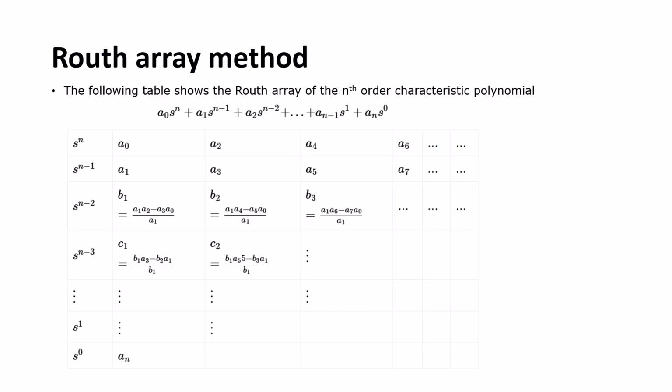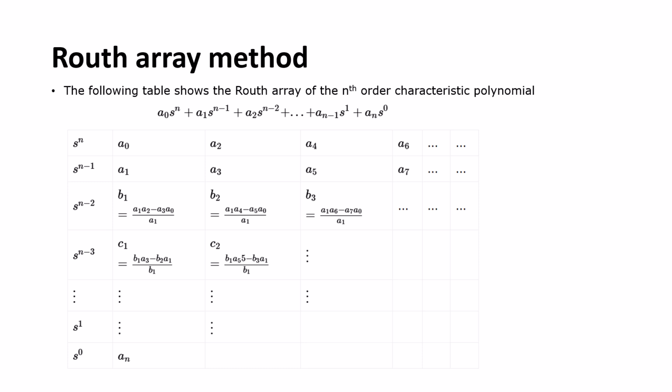Now, how do we construct the Routh array? Let us consider a general polynomial characteristic equation given by a0 s to the power n plus a1 s to the power n minus 1 plus a2 s to the power n minus 2, likewise up to an s to the power 0. Now first we will write the highest power of s, here s to the power n. Likewise, we'll go down: s to the power n, s to the power n minus 1, s to the power n minus 2, up to s to the power 0.